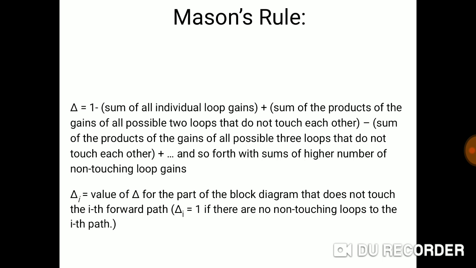Next, delta I is equal to the value of delta for the part of the block diagram that does not touch the ith forward path. Delta I is equal to 1 if there are no non-touching loops to the ith path. Delta and delta I may feel somewhat difficult, but we'll solve an example, and it will be very easy to find the transfer function for the given signal flow graph.